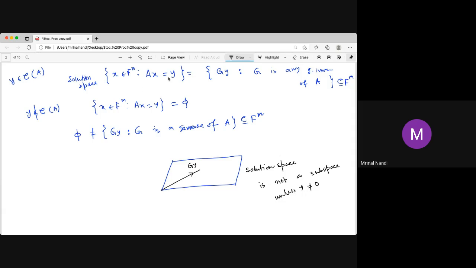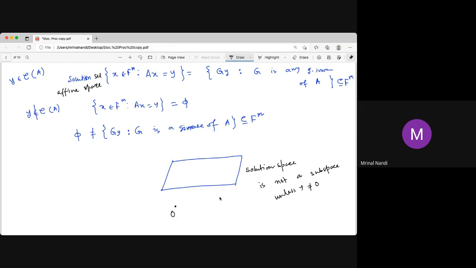We know Ax equal to y. If y is not equal to 0, then 0 is not a solution. It's a non-homogeneous equation. In a non-homogeneous equation, x equal to 0 is not a solution. So your solution space, or rather the set of solutions, you can't say it is a space, it is a set of solutions, is also called an affine space. Now this is not a subspace of Fn. It's a subset but not a subspace.